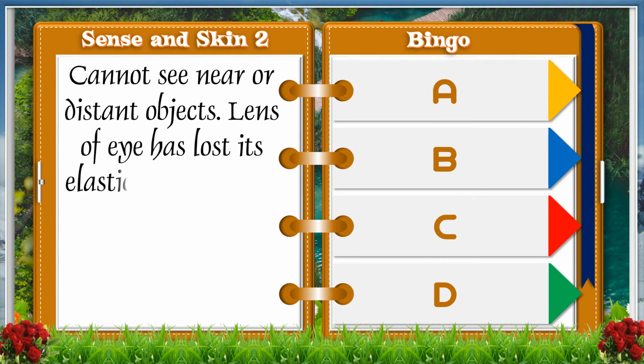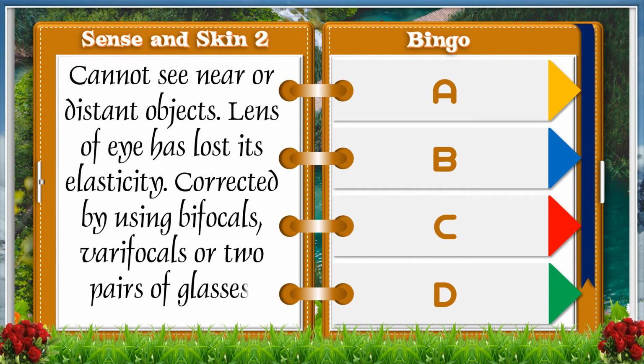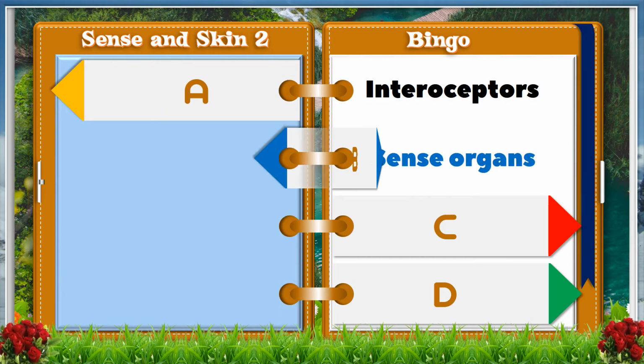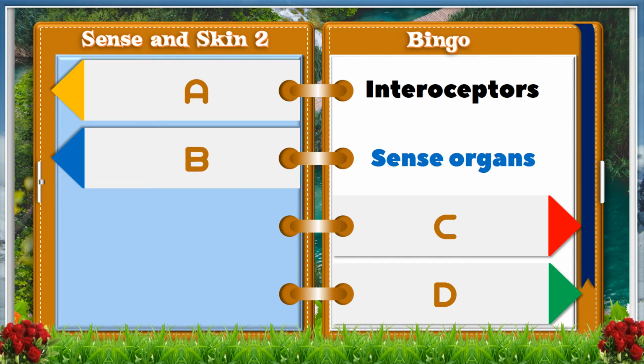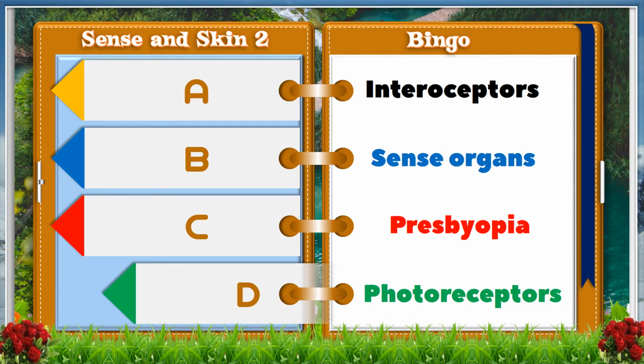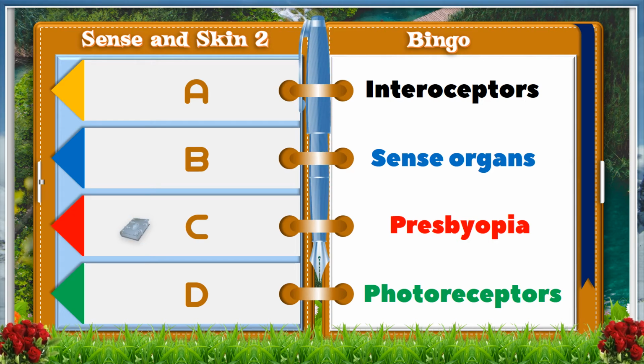Cannot see near or distant objects. Lens of eye has lost its elasticity. Corrected by using bifocals or varifocals or 2 pairs of glasses. A. Interoceptors. B. Sense organs. C. Presbyopia. D. Photoreceptors. And the answer is C. Presbyopia.